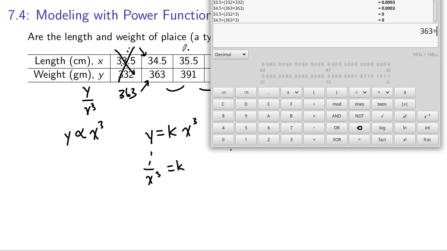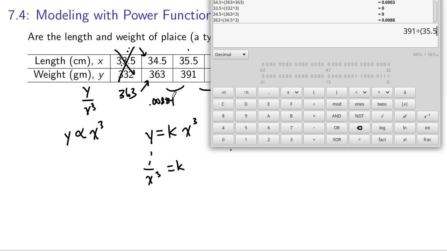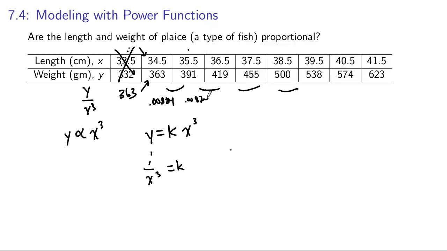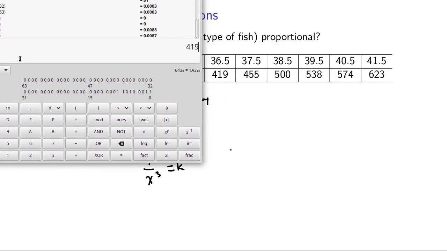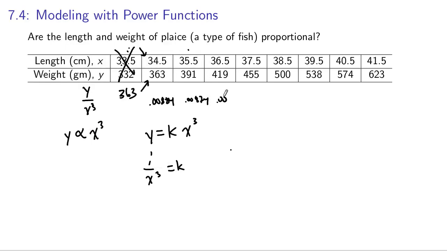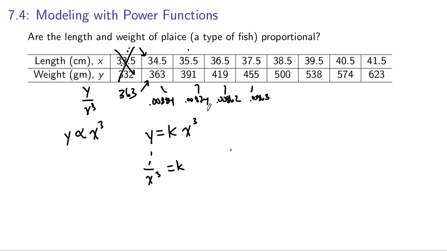That's what was messing us up. So 363 divided by 34.5 cubed is 0.00884. 391 over 35.5 cubed is 0.00874. 419 over 36.5 cubed is 0.00862. 455 over 37.5 cubed is 0.00863. So these are all very close to being the same.